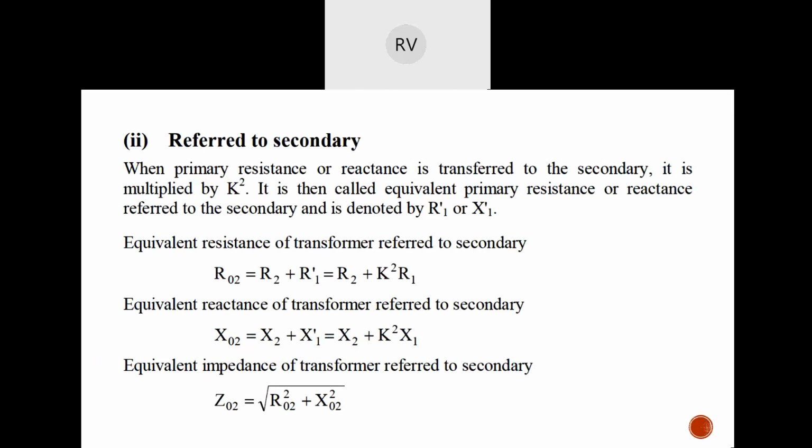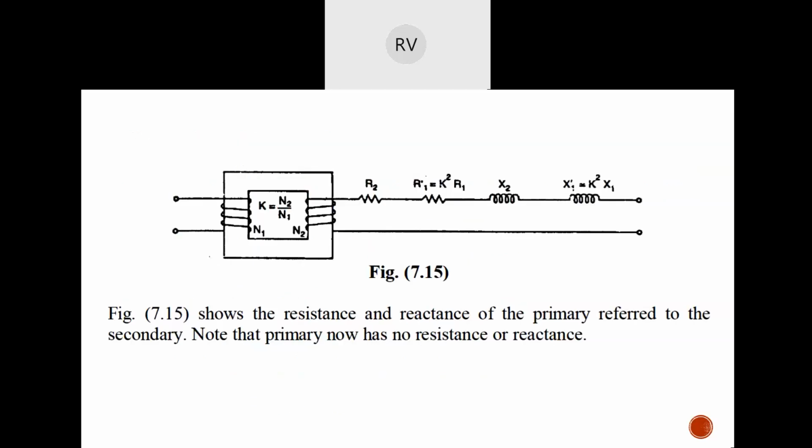R02 is R2 plus R1 dash, where R1 dash is nothing but K square into R1. Similarly, X02 is X2 plus X1 dash, that is X2 plus K square into X1. And the total impedance is Z02, which equals the square root of R02 square plus X02 square. Now here is the diagram showing the total resistances and reactances referred to the secondary: R2, R1 dash, X2, X1 dash.